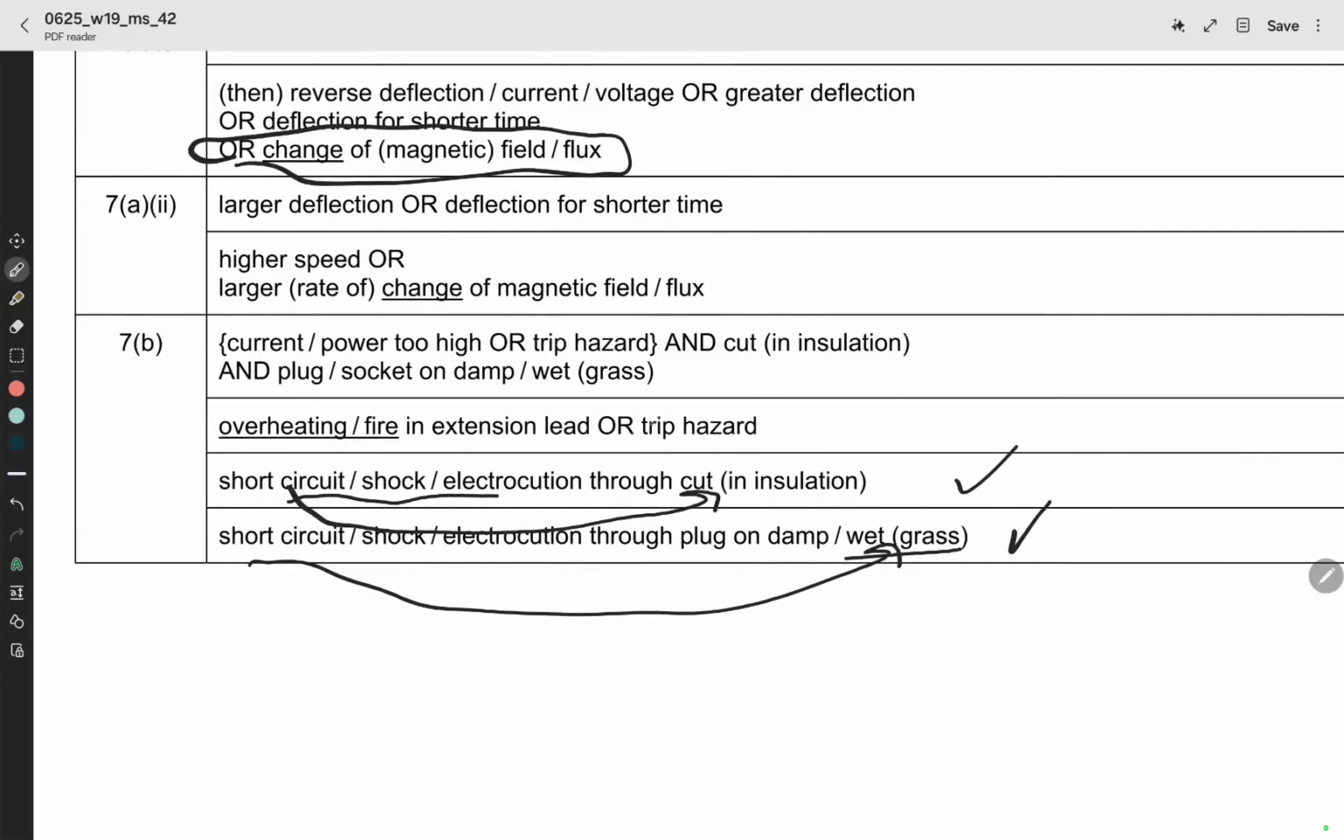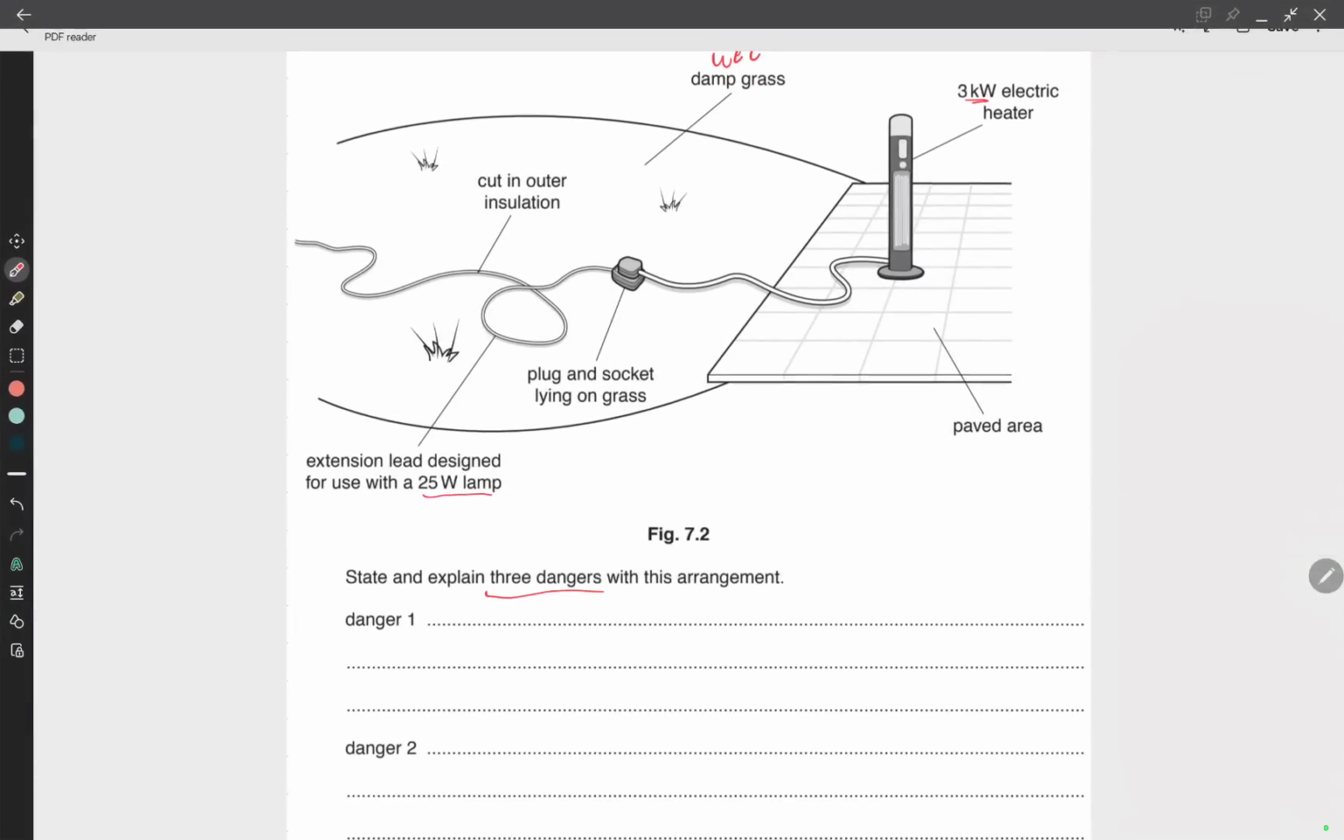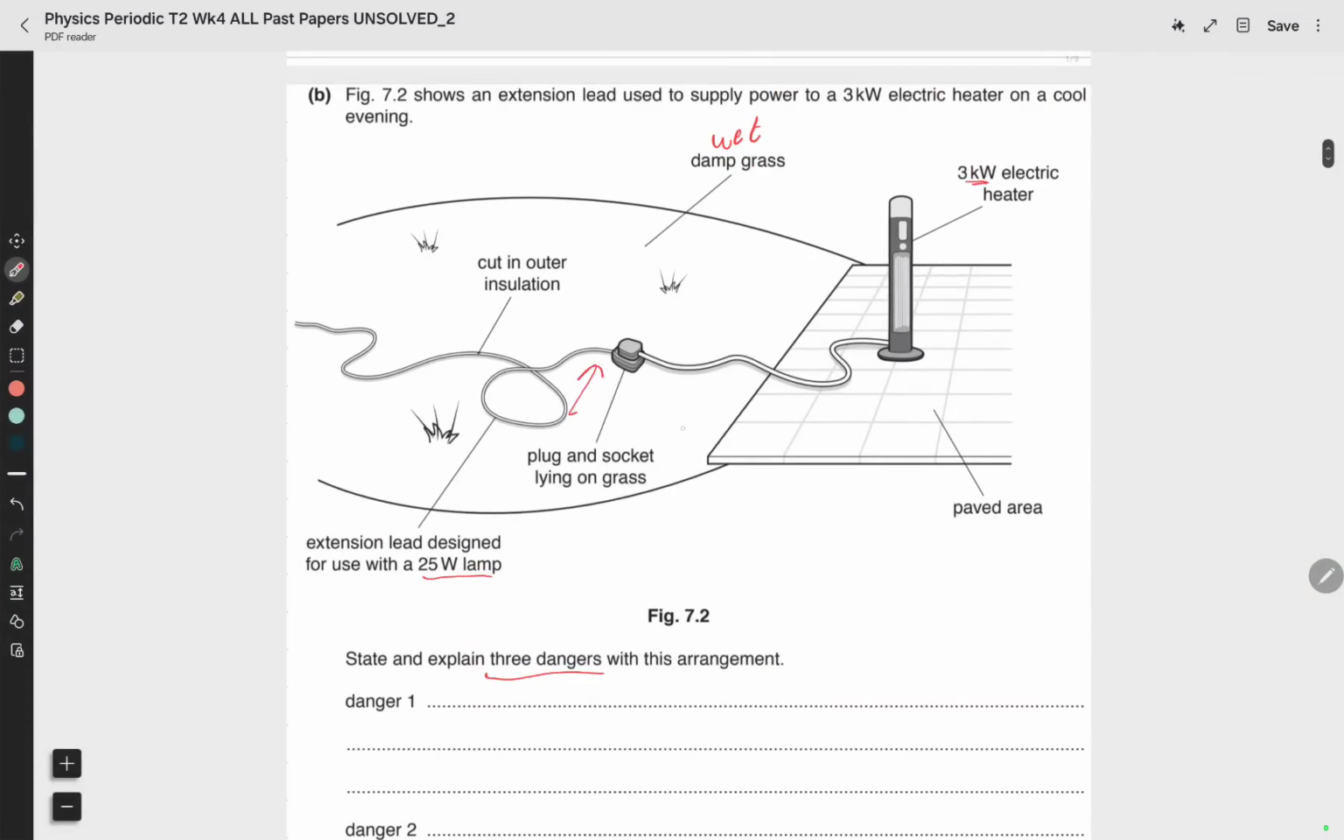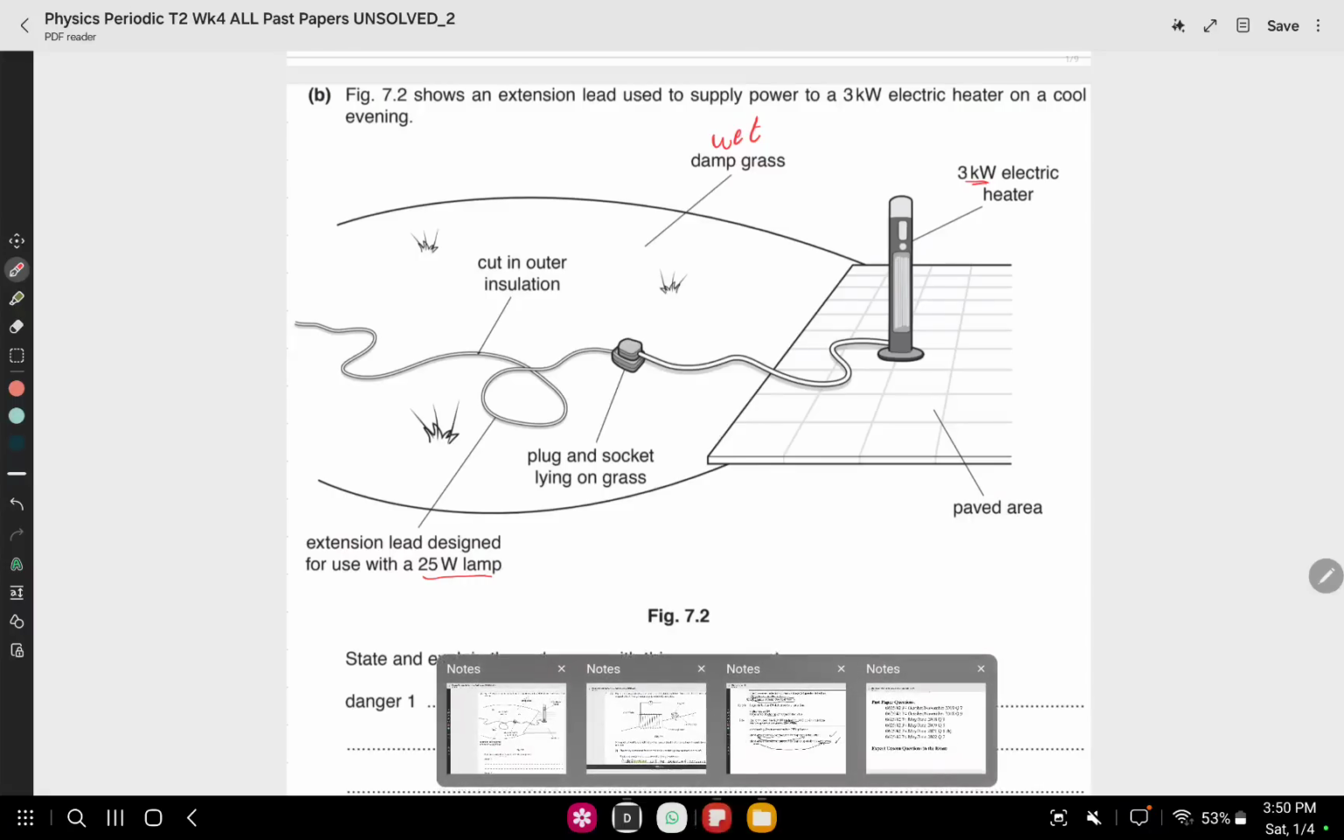Trip hazard. Okay, trip hazard is good because what they mean by trip hazard is you're probably going to trip. Look here, it's on the grass over here, so someone running can go like woo and you'll fall down. So yeah, trip hazard is actually a good one. So we can say trip hazard.